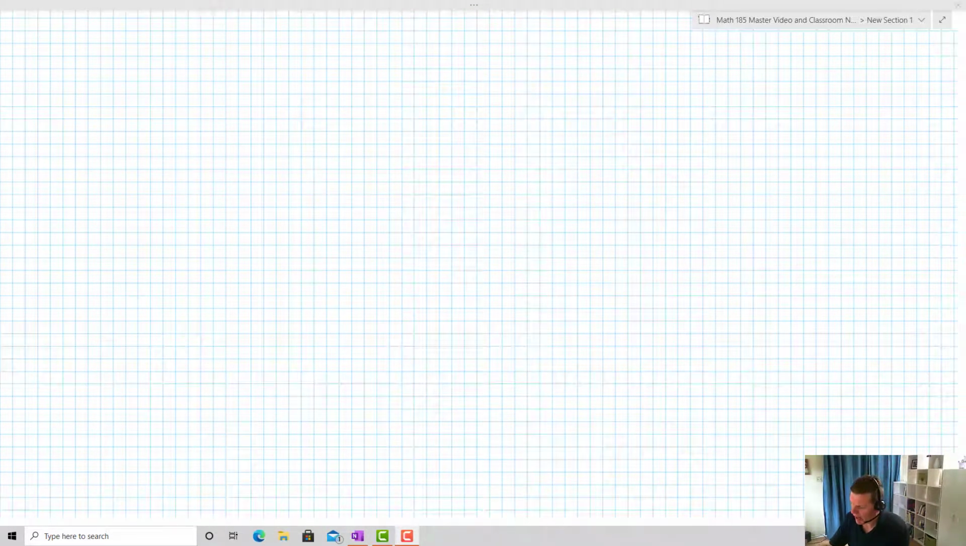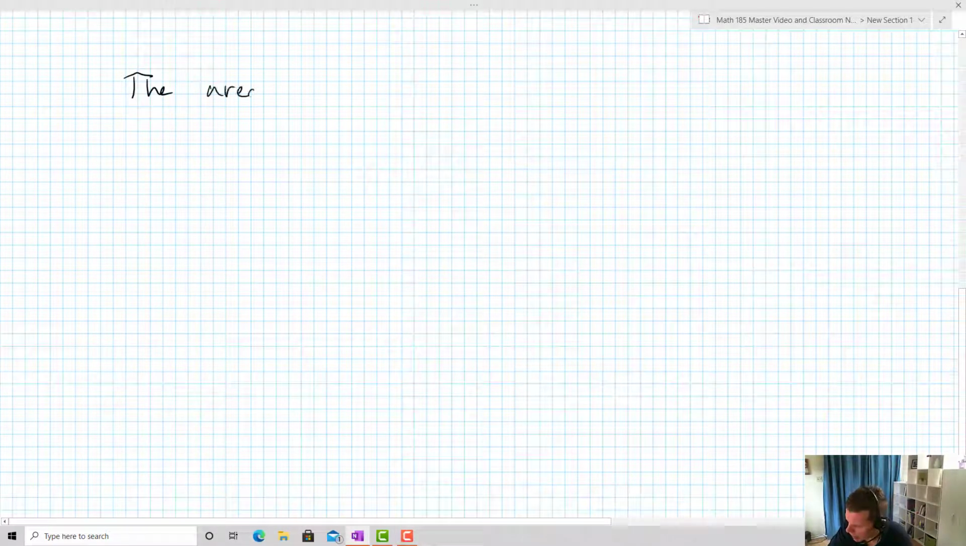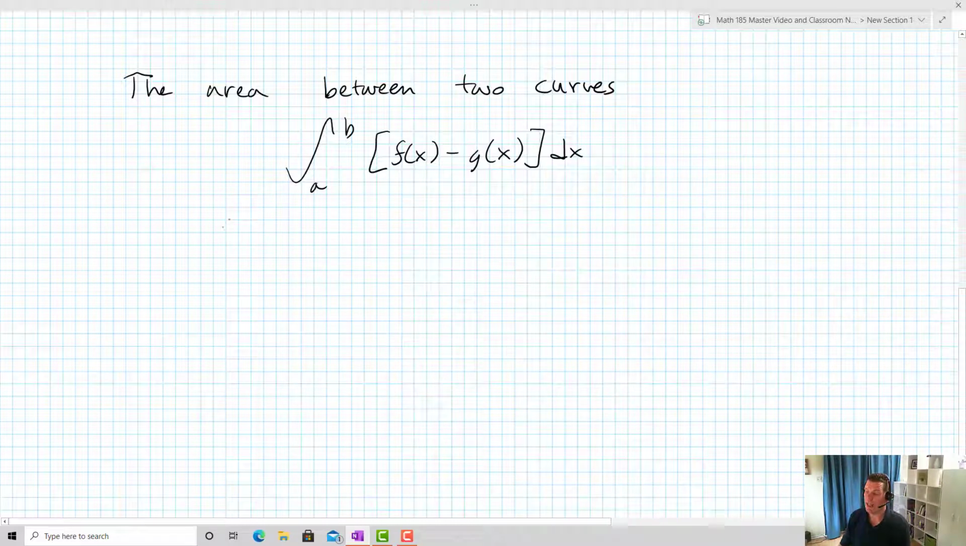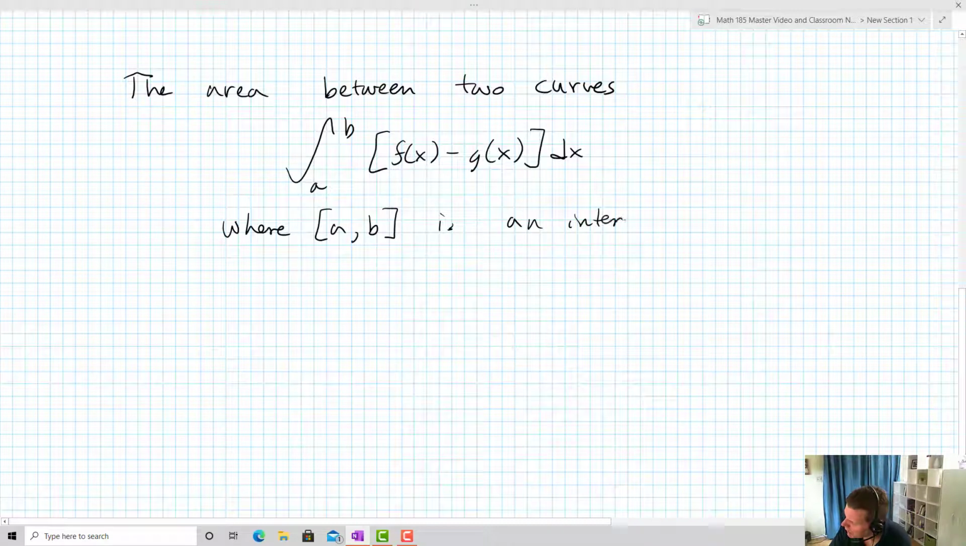So if we're going to generalize, the generalization is going to say that the area between two curves is the integral from a to b of f of x minus g of x dx, where a to b is some interval along the x-axis. You could also make it an open interval if you wanted to.